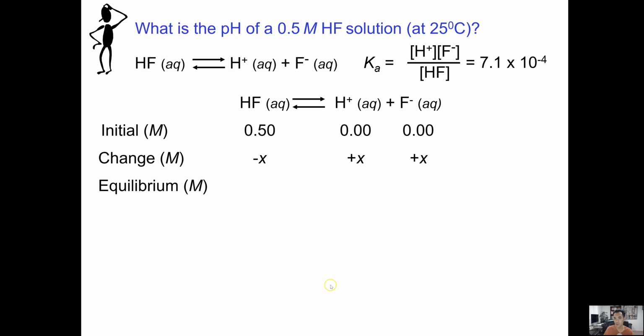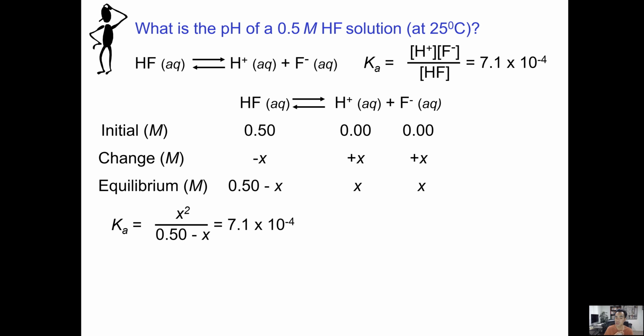Now by doing this, what we're going to have to do is figure out what happens at equilibrium when the reaction is moving forward. And so obviously we're going to denote that by 0.50 minus X because we're taking some of the X from that 0.50. And then we're denoting that with another X because that's going to go into your H plus and then obviously your F minus.